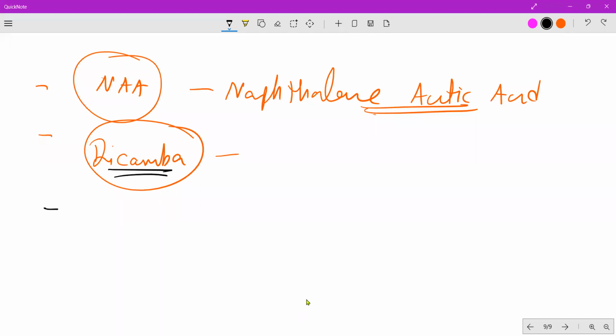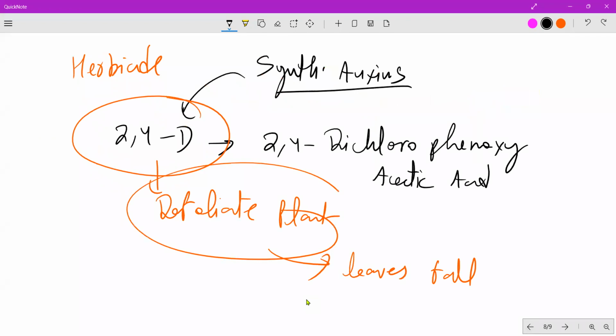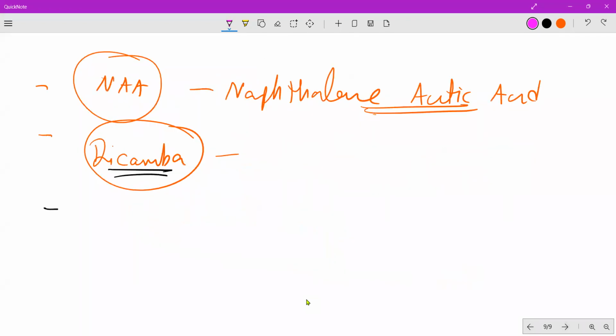And then we have another one which is very important, which is similar to 2,4-D. Like we talked about in the beginning, what did we see first? 2,4-D. So what is the next one? The next one that we have is 2,4,5-T.